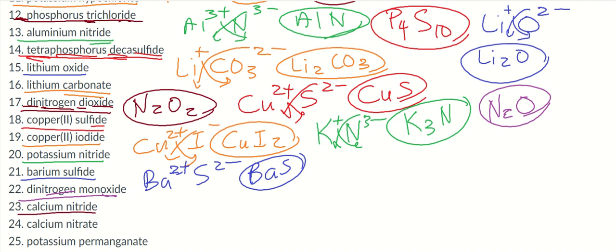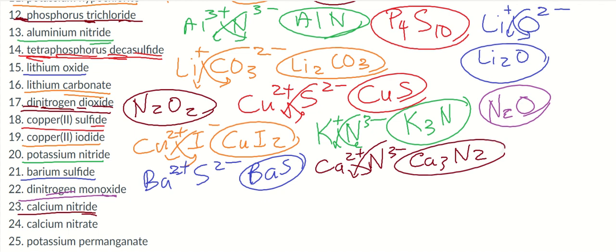Calcium nitride, another ionic compound with 2 elements. Calcium, alkaline earth metal, 2 positive. Nitride is the IDE, again tells you it's an element, most likely. Nitrogen has a 3 negative charge. Crisscross those numbers. There we go.